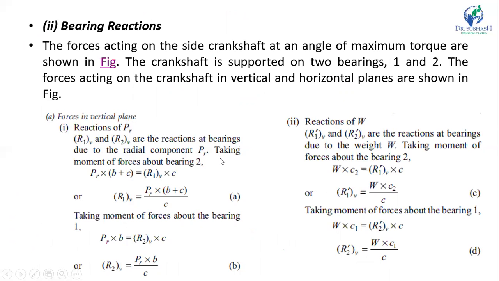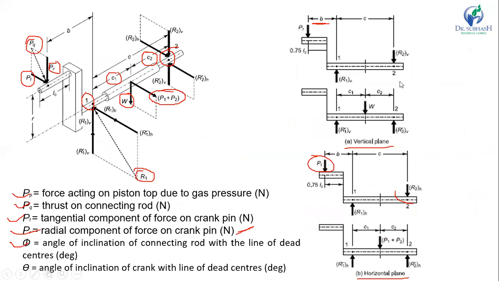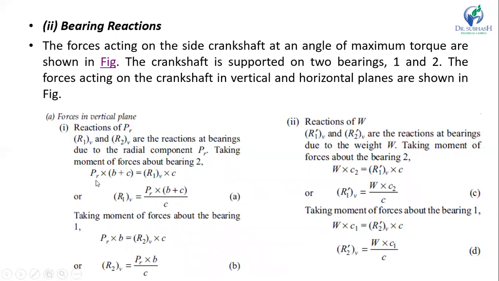Taking moment of forces about bearing 2, PR is the load. So PR into distance B plus C is equal to R1V into C. Therefore, R1V is equal to PR into B plus C upon C.